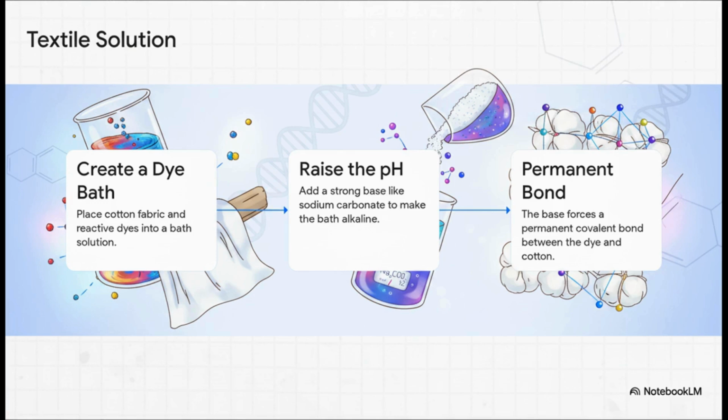Engineers add a strong base, something like sodium carbonate, to the dye bath, and that cranks the pH way, way up. This super alkaline environment actually changes the chemistry of the cotton, and it literally forces the cotton to grab onto the dye and form a permanent, unbreakable covalent bond. They're locked together forever, and that's why your colors stay bright wash after wash.